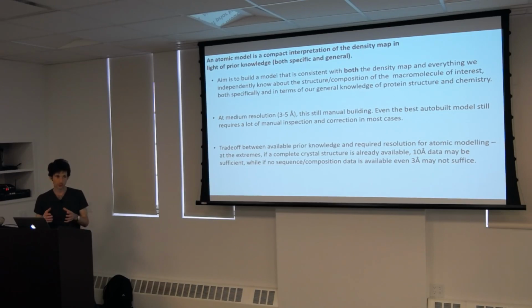And as I mentioned, the level of detail that you can build in an atomic model is going to be a trade-off between the amount of prior knowledge you have for that particular problem and the resolution that you have. So if you have a crystal structure of the exact thing that you're trying to build, it's fine. You can fit it into a 10 angstrom map, no problem. Whereas if you don't even have sequence information, then probably 3 angstroms won't even be enough, because you still won't be able to tell the difference between, for example, a serine and a cysteine.